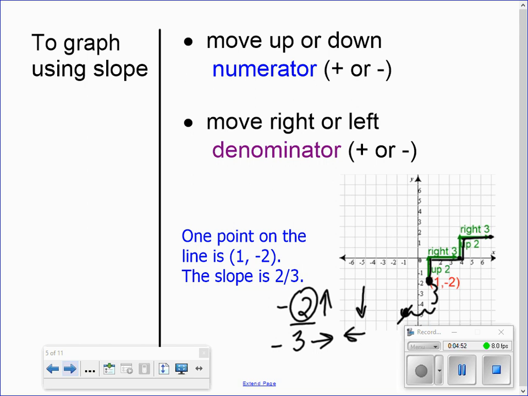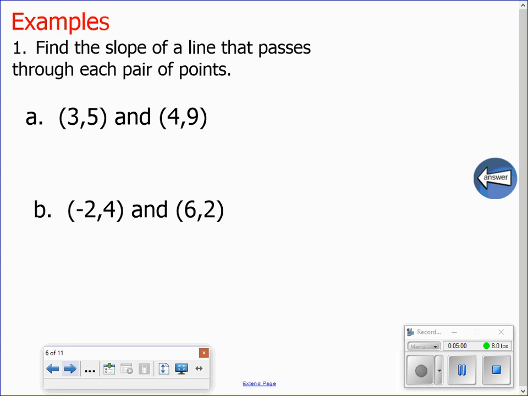And then as you're connecting your points there, as you're drawing your line, make sure that you draw your line through your points, and what you should get is a linear relationship. Okay, let's look at a couple of examples.